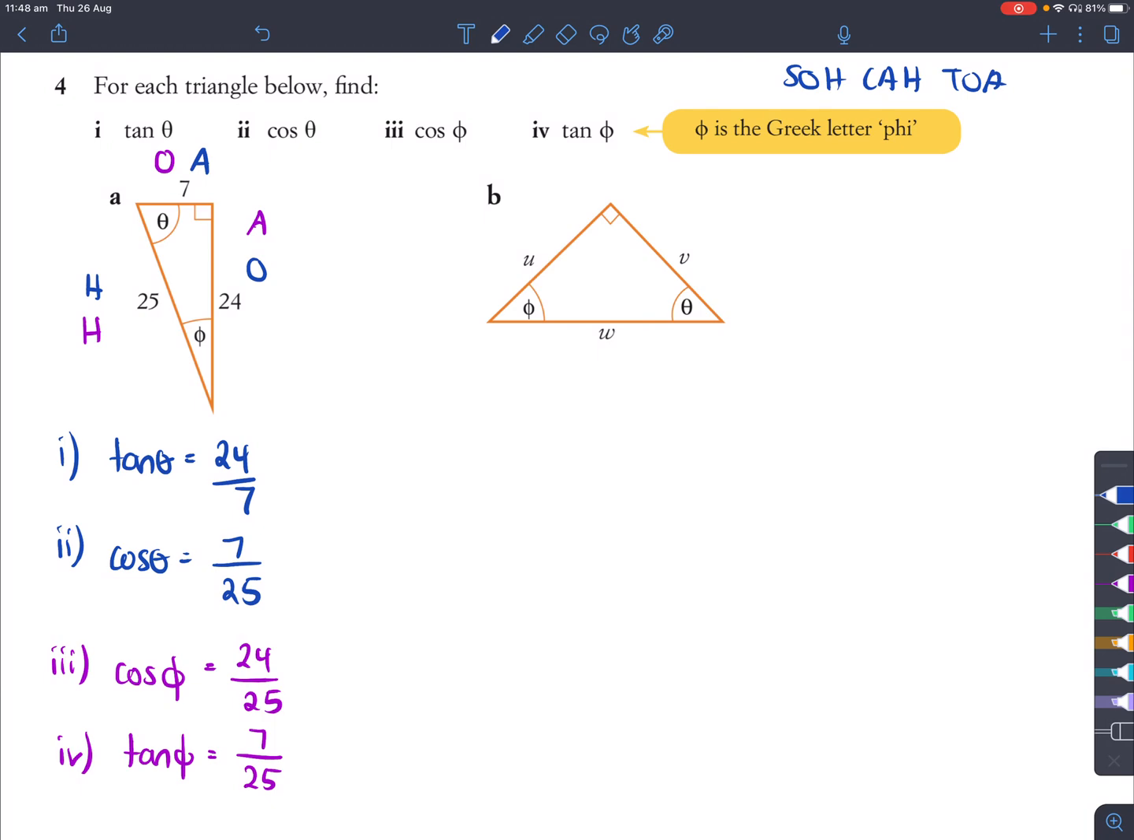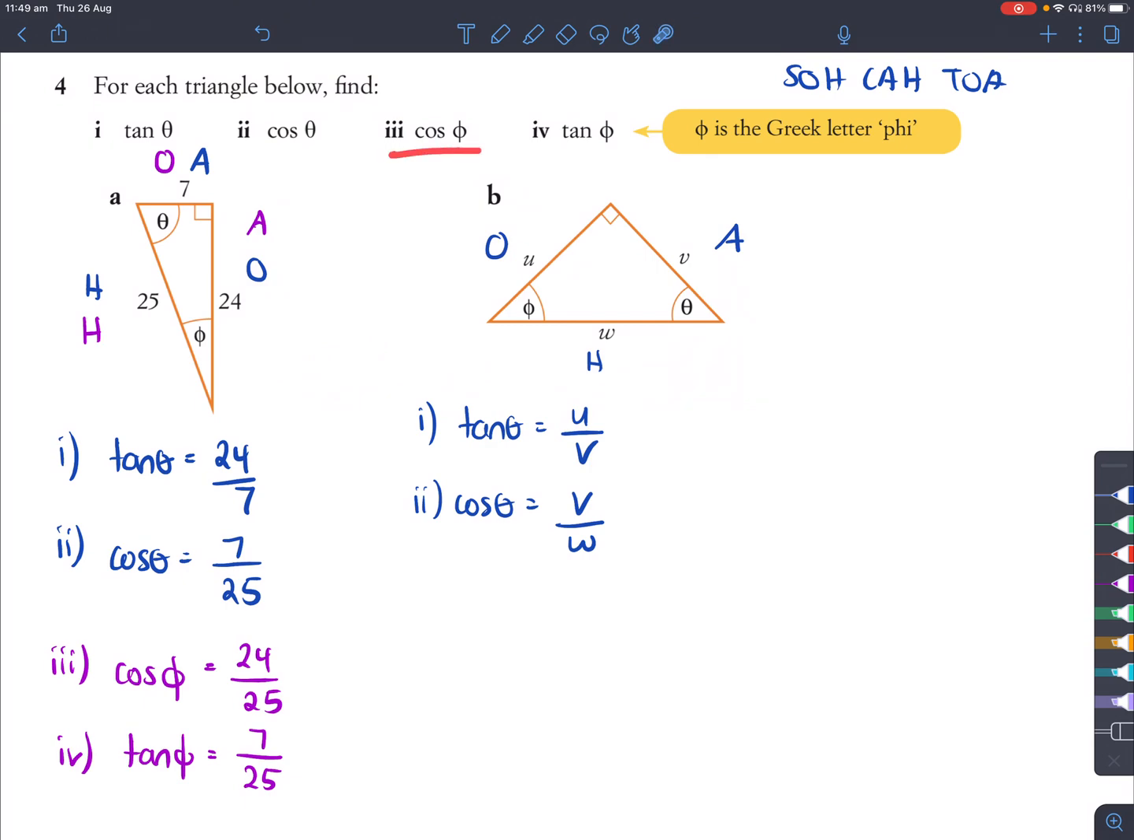Question B is very similar. If I now use theta as my reference angle and label my hypotenuse, it would still be opposite the right angle, but opposite theta is the opposite, and beside theta and the 90-degree angle is our adjacent side. So if we use these 3 values to find tan theta, tan theta is opposite over adjacent. Opposite in this case is u, adjacent is v, so we're going to say u over v. Then we can have a look at what cosine theta is. Cosine theta in this case is adjacent over hypotenuse, as indicated by CAH. So that will be v over w.